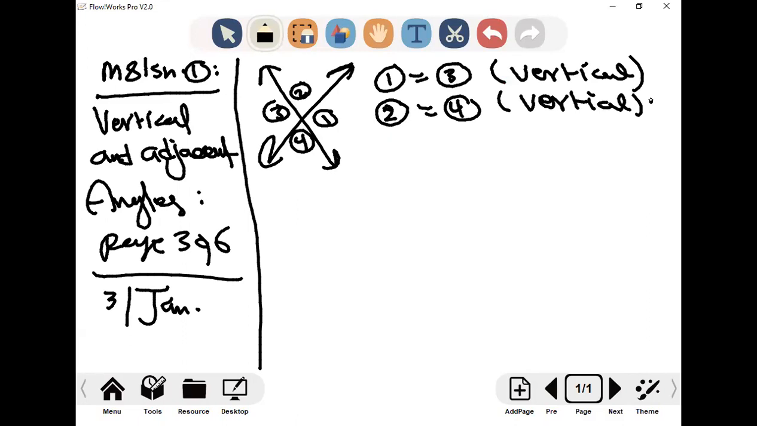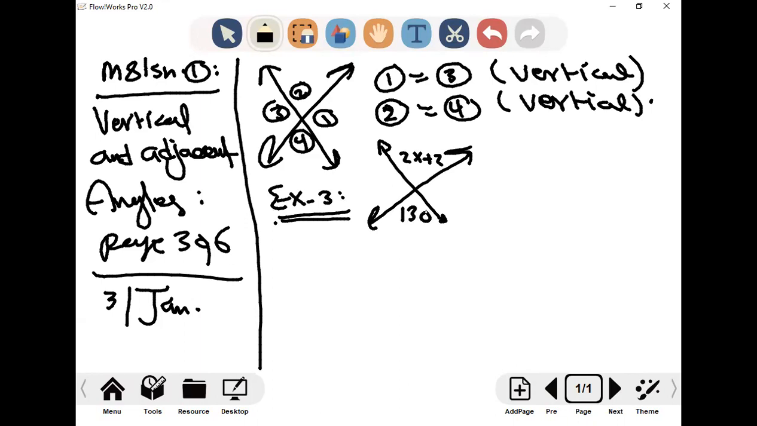Now yesterday we did example 3. Let's do the check. I will repeat example 3, just to remind you of the idea. Take a look at example 3. I have this figure with 2x plus 2, and down here we have 130. They want us to write and solve an equation to find the value of x, right?